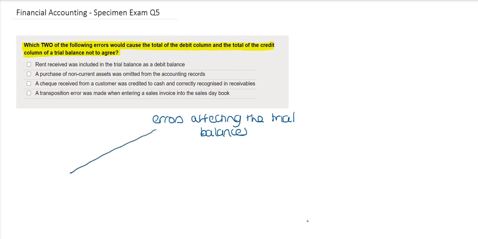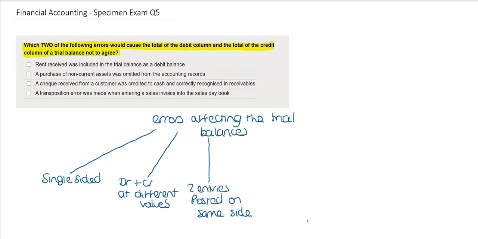We have single-sided errors, where only one entry has been made. We have errors where the debit and the credit have been made at different values, and so naturally the debit and the credit column in the trial balance will not agree. We also have errors where two entries have been posted on the same side. So for example, we have two debit entries instead of a debit and a credit.